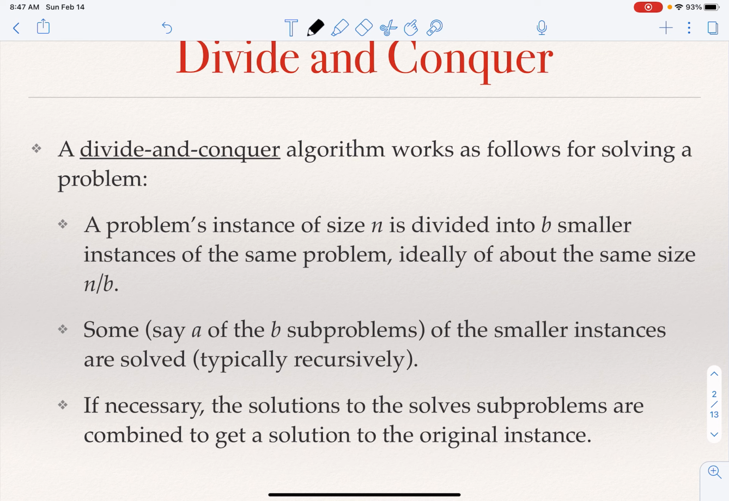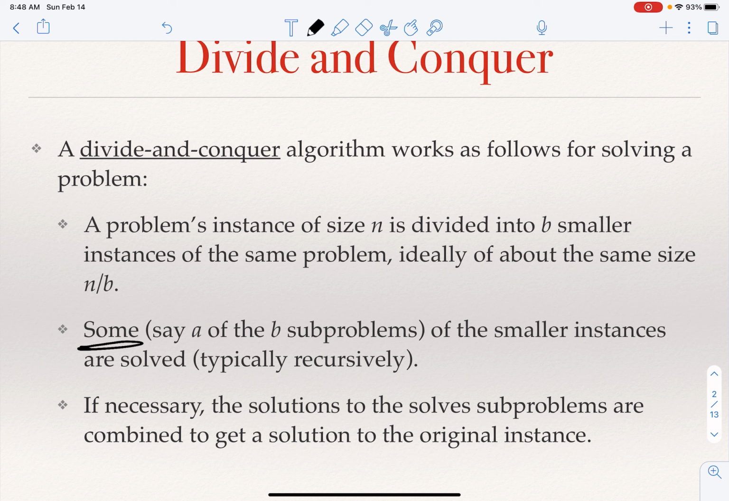If I want to work with an instance of size n, I can divide it into b smaller instances, b subsets of that instance. Ideally, each of them of the size n over b. So we want them to be very close to each other in terms of size. So if you divide it into 5 pieces, we want these pieces to be each of size n over 5. And then some or all of these problems could be solved.